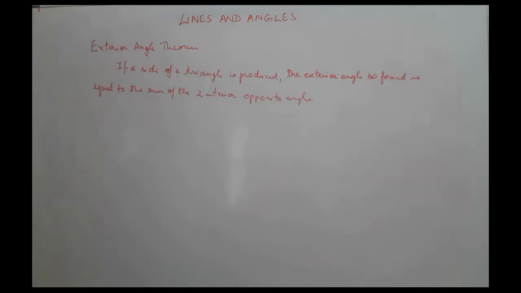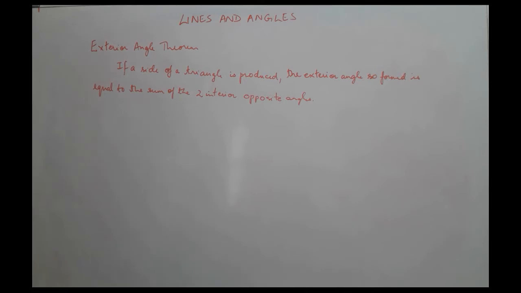Hello students, in this video we learn about the exterior angle theorem as well as another property of triangles, where we learn that the sum of all angles of a triangle is equal to 180 degrees. So let's begin with the exterior angle theorem first. The exterior angle theorem says if a side of a triangle is produced, the exterior angle so formed is equal to the sum of the two interior opposite angles.